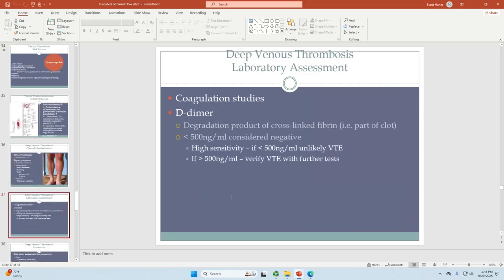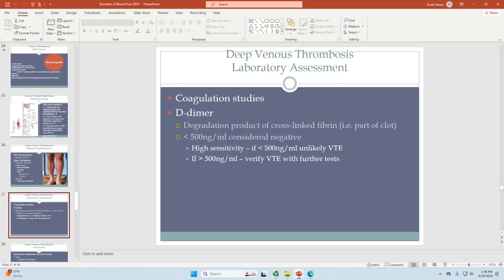So from a workup standpoint, we might get coagulation studies, PT, INR, PTT, we mentioned those before. It gives you an idea of the overall coagulation status, platelet count as well. If we want to look for evidence, is there really a clot there? Okay, we'll get a D-dimer. If you remember what a D-dimer is, it is a byproduct, a degradation product of fibrin. Okay, fibrin is part of that clot.